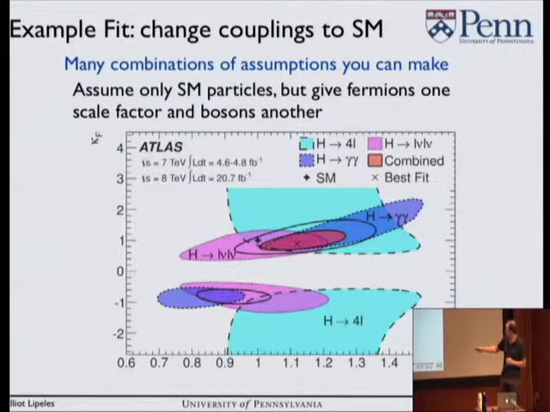You see here the blue area is gamma gamma. The whatever color this is the 4 lepton, and the WW is the pinkish area here, and the red is the grand combination of all of them. You can see that this measurement allowed a relative sign flip between the fermion and boson couplings. So let me pause for a second and ask if anybody can look at this plot and tell me why ZZ and WW are symmetric and gamma gamma is asymmetric in that plot.